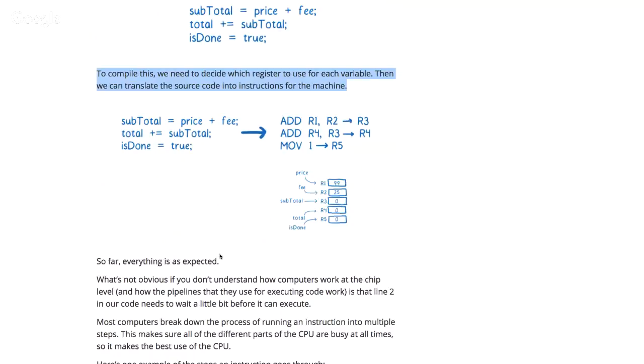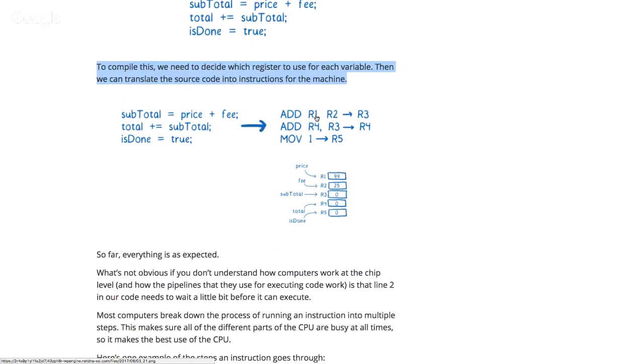So here they're talking about storing it in a register. So that's saying add R1 and R2 and store it in R3. Add R4 and R3 and store it in R4. Okay. R3 is nothing but subtotal here. R4 is nothing but total. And move 1 to R5. Basically, we are setting is done. Is done is nothing but R5, and we are moving 1 to is done.